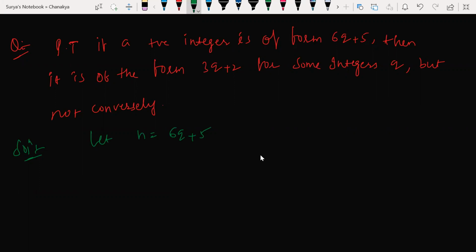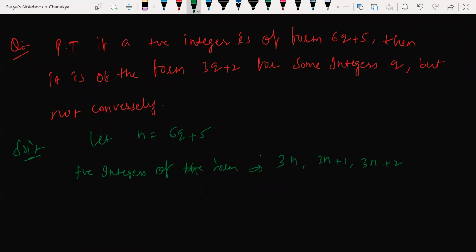Any positive integer, look at 6k plus 2 given. Let's write in terms of any positive integer. Positive integers of the form you write like this: 3n plus 1, 3n plus 2. All these are positive integers or not? Am I correct? Understood now?